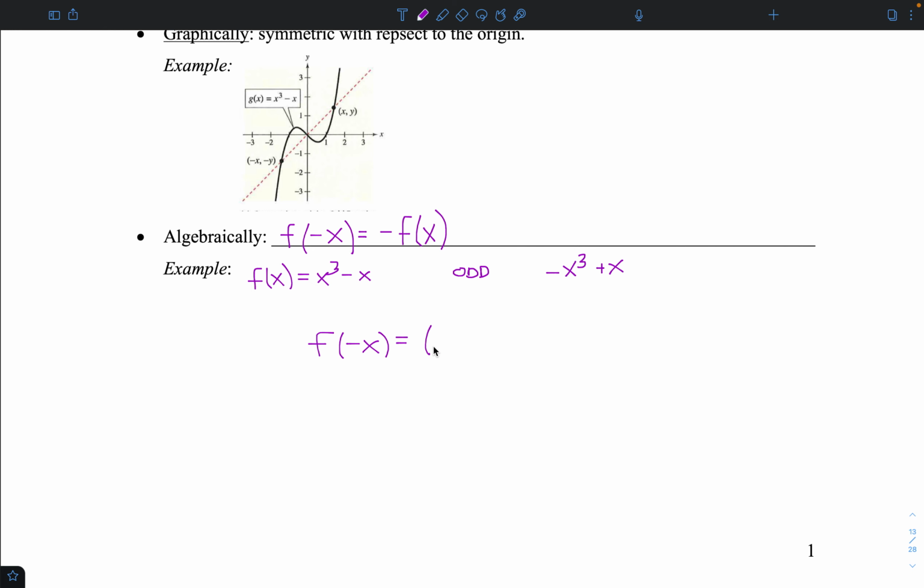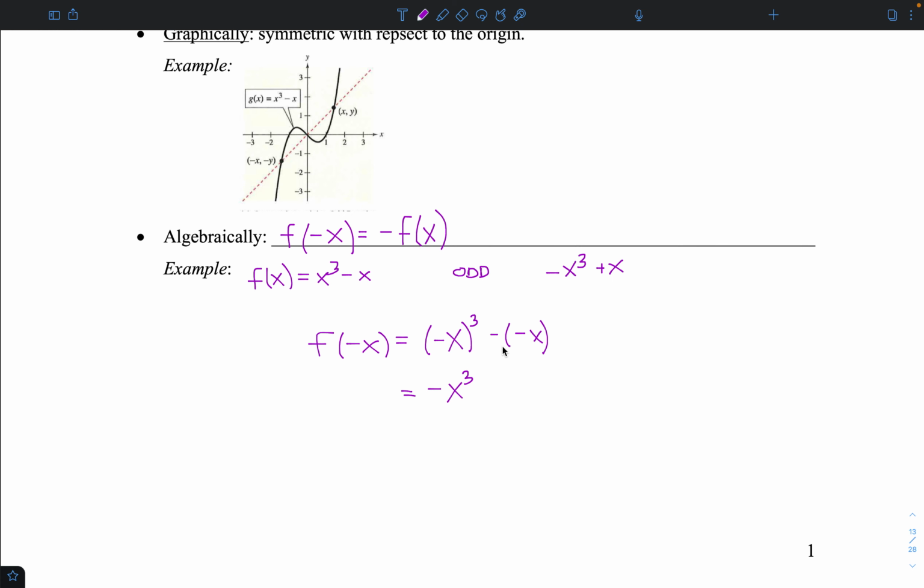All right, so I get negative x cubed minus a negative x. Some of you are already like, oh, I know what it is. We're going to go through it. So when I cube a negative x, that's a negative times a negative times a negative. So that is a negative x cubed.